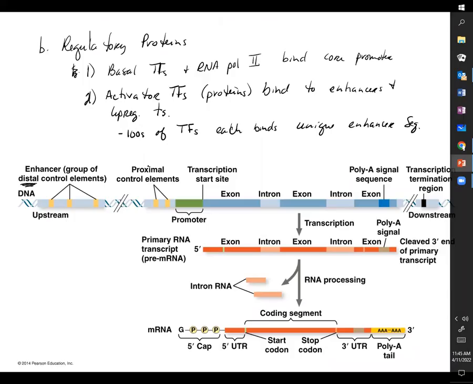So we've got our activator transcription factors that bind to their unique enhancer sequence. And then repressor proteins bind to silencers, their own unique silencer sequences, and block or downregulate transcription. They do that by blocking activator binding to the enhancer site.